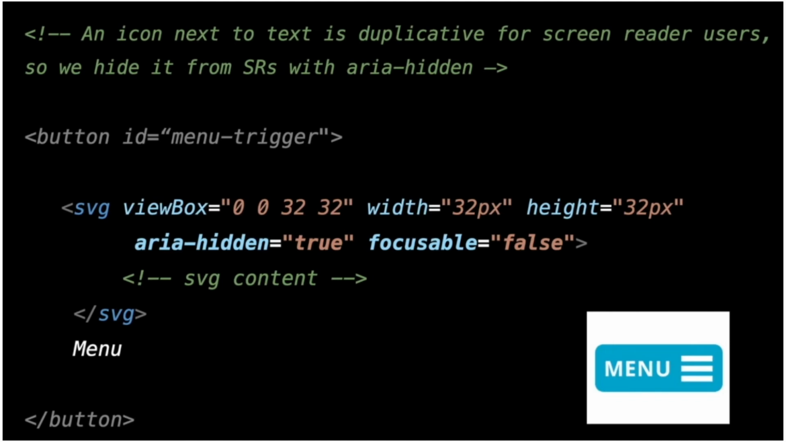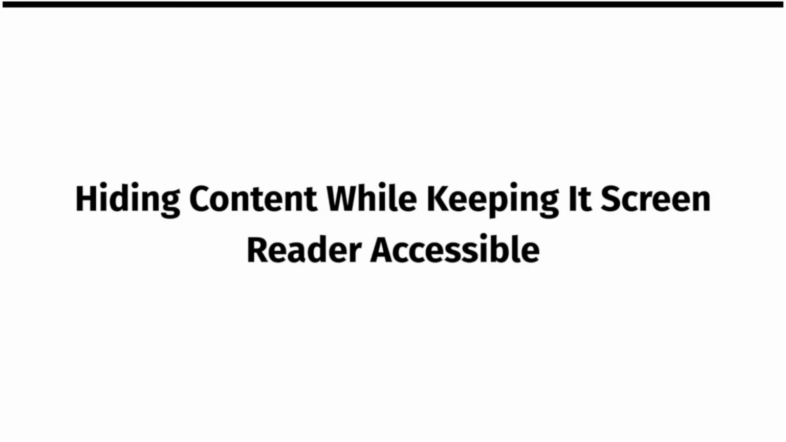Additionally, you can see that I'm using the focusable attribute and setting it to false. What this attribute does is essentially make sure that the SVG cannot receive tab focus in IE and older versions of Edge, because otherwise the SVG will be focusable and have its own tab stop, thus resulting in 2 tab stops for the button. So ARIA hidden can be used to hide content from screen readers while keeping it visually visible. What if you want to do the opposite? What if you only want to hide something visually?